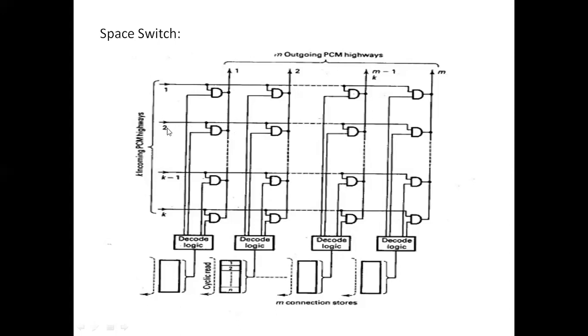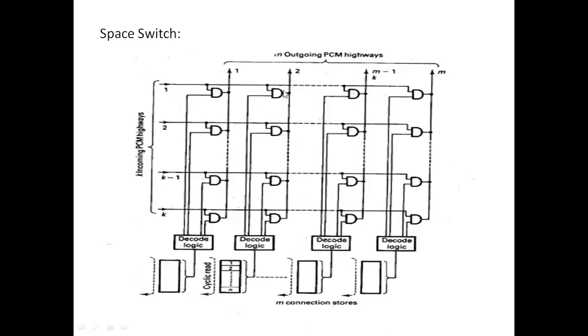Similarly, if you want to connect a particular channel slot of an incoming highway to any one of the outgoing PCM highways, in this case, let's say I want to divert it to the second outgoing PCM highway, the only thing I need to do is to activate the particular AND gate which interconnects the particular row and column.